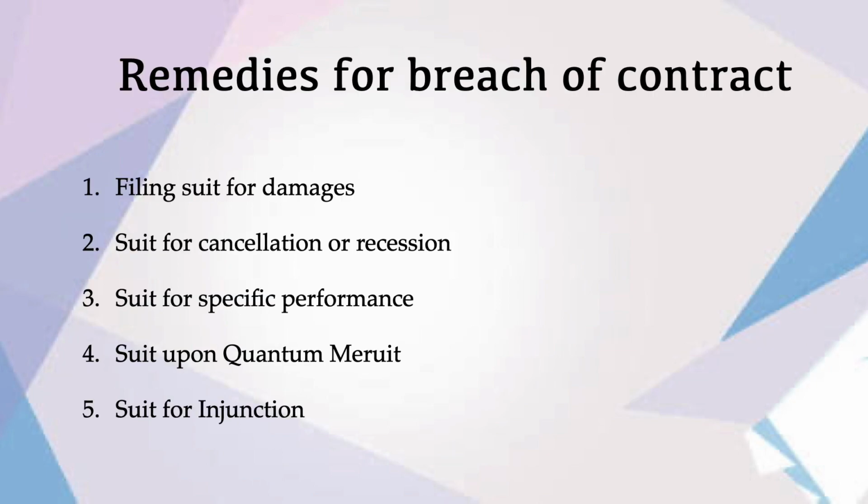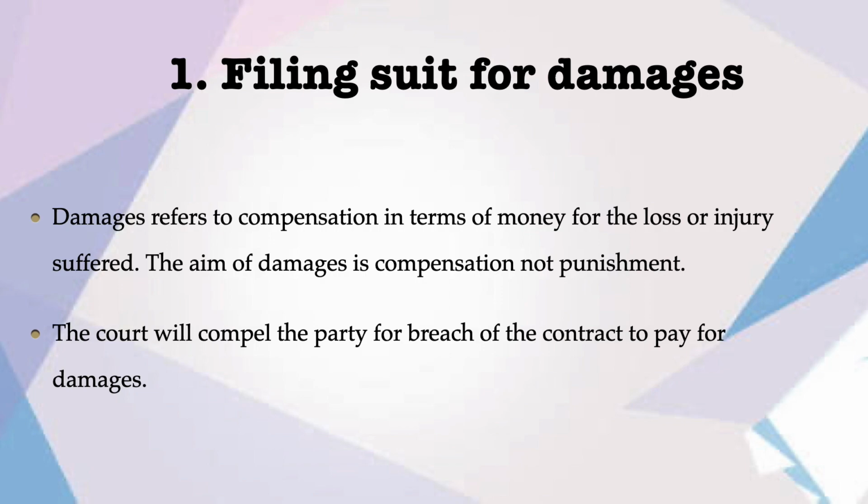Let's look at it. There are 5 different remedies for a breach of contract: filing suit for damages, suit for cancellation or rescission, suit for specific performance, suit upon quantum meruit, and suit for injunction. The first one is filing suit for damages. Damages refers to compensation in terms of money for the loss or injury suffered. The aim of damages is compensation and not punishment. The court will compel the party in breach of contract to pay the damages.